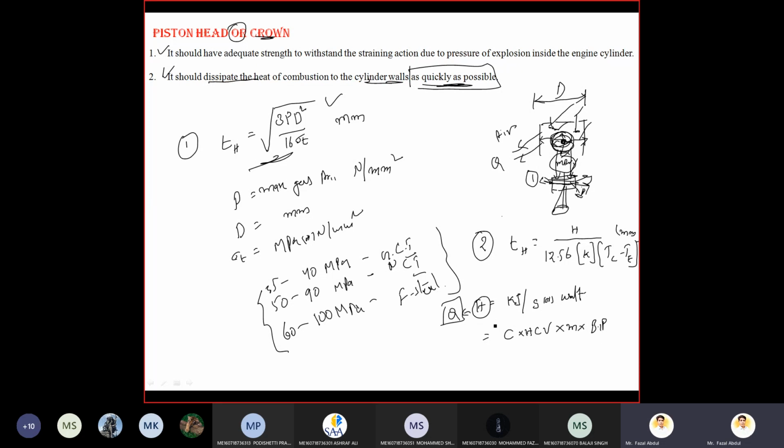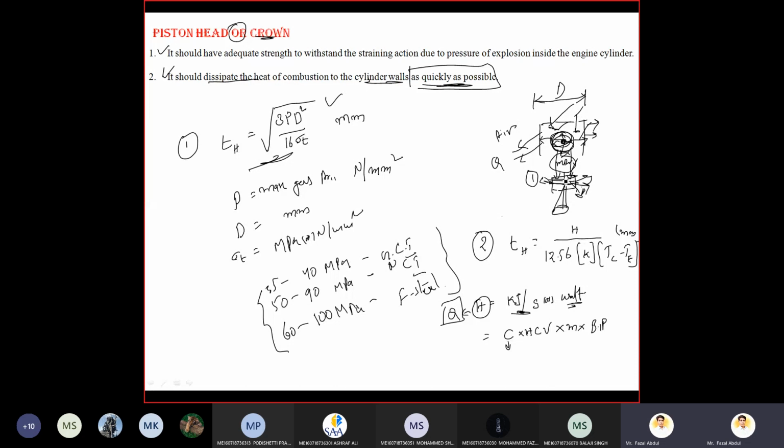So this heat transfer, nothing but the heat flowing through the piston, may be calculated with this equation: C into HCV into M into BP. What are the units of this H value? Either kilojoule per second or watts. Now what is C here? C is a constant, because whatever heat is generated, the entire heat is not going to transfer to the piston. Some heat is transferred to the cylinder walls initially.